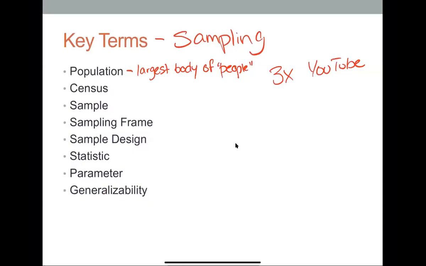That broader audience is the population. In this example, that broad population is all voting eligible citizens of the United States. That might be 300 million people.